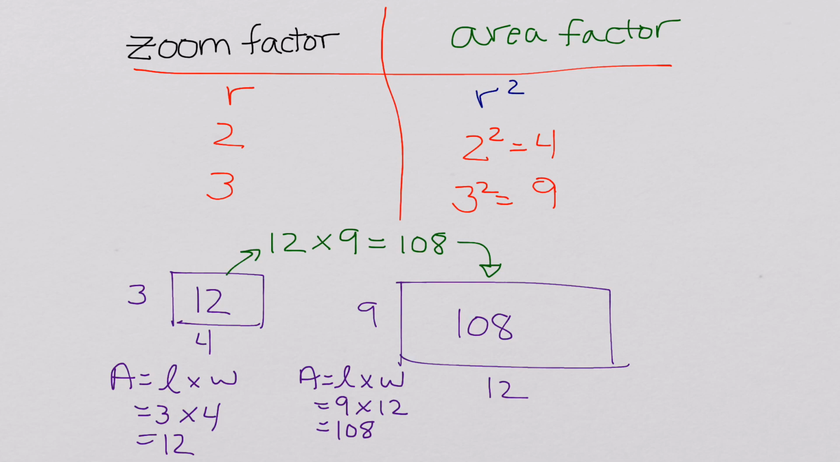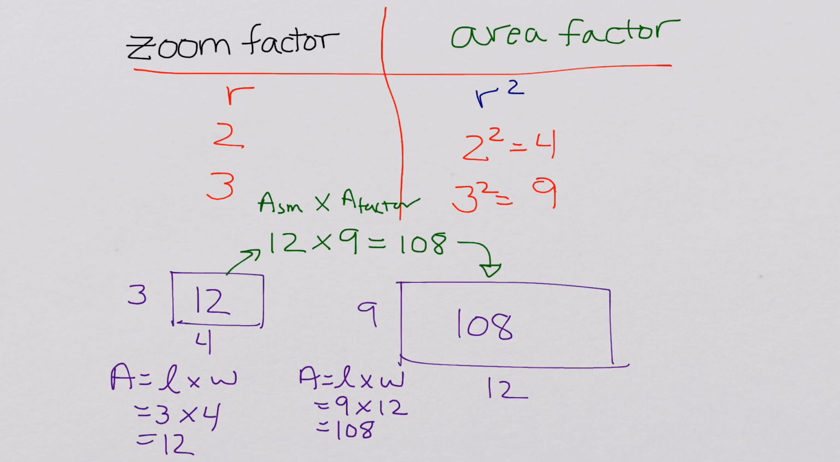And just in case anyone is confused, this 12 is the area of the small figure times the area factor. And the area factor is found from the ratio, which was 9 divided by 3 is 3, and 12 divided by 4 is 3. Okay, so that's a quick review on how zoom factor and area factor are related. Let's go ahead and take a look at perimeter.